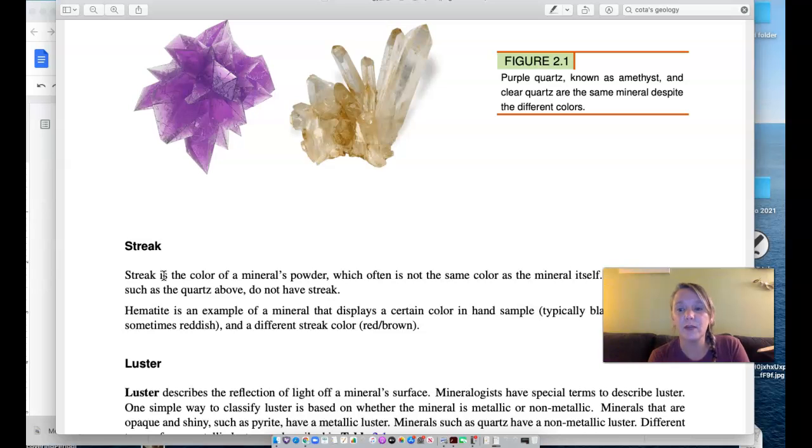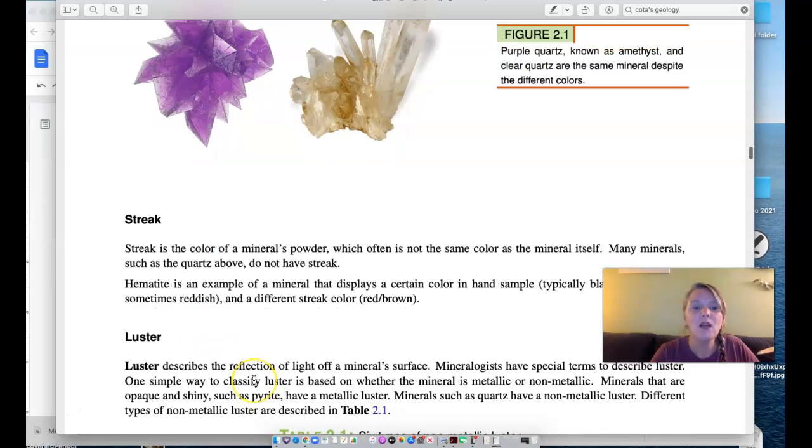Well, there are different minerals that have different colors. If it's the same mineral like quartz, it comes in all of these different colors, but the powdered form of it will always be the same. So you can have a white sample, a gray sample, and a black sample. When you streak them across a plate, the powdered form will always be the same color, okay? So streak is a really good test to use in combination with all of these other tests, all right?